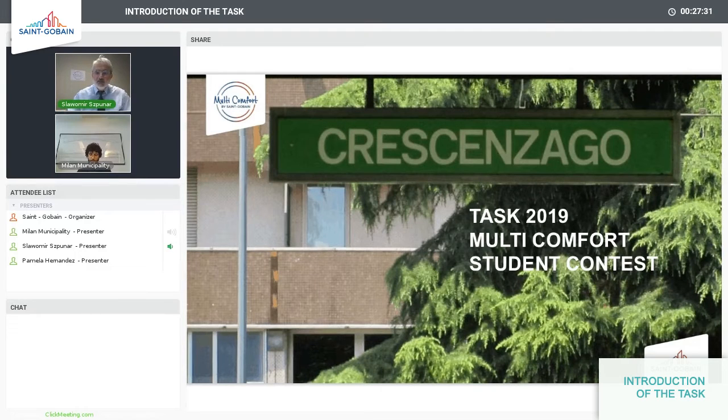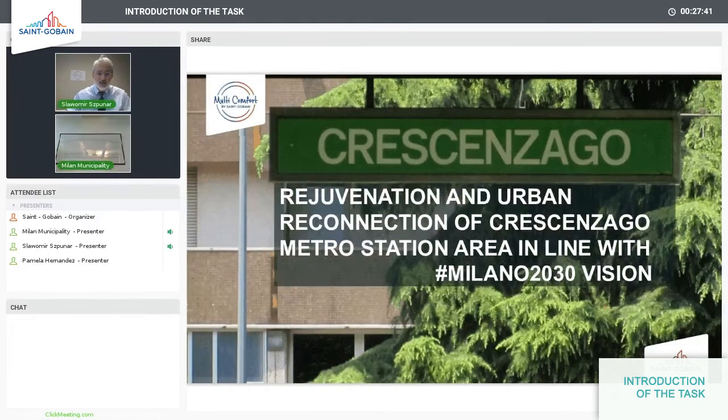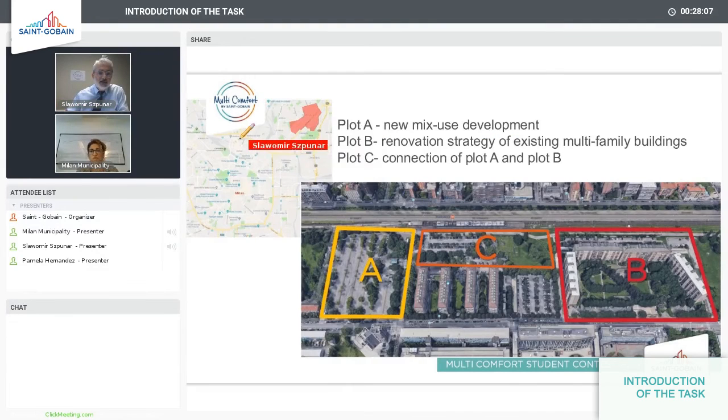And I would like now to take 5 minutes of your time to go through the details of the task of our competition located in the Kreszczaga area. So the official title of the task is Rejuvenation and the Urban Reconnection of Kreszczaga Metro Station Area in line with Milano 2030 vision. So the vision that was just showed to you by Dmitry and explained. And the area which we are speaking about is in fact the northeast part of Milan. Here is the center of Milan and we are northeast from it.